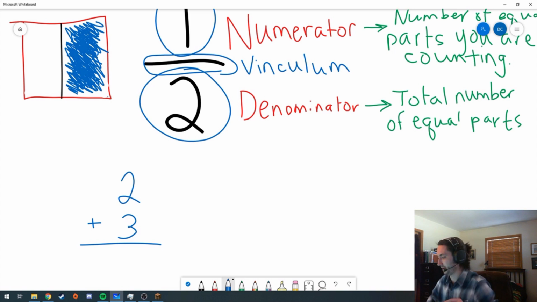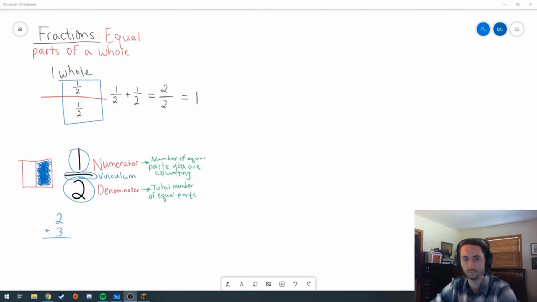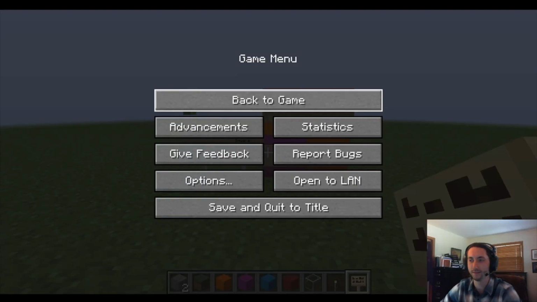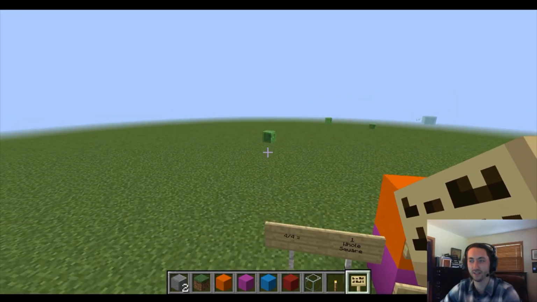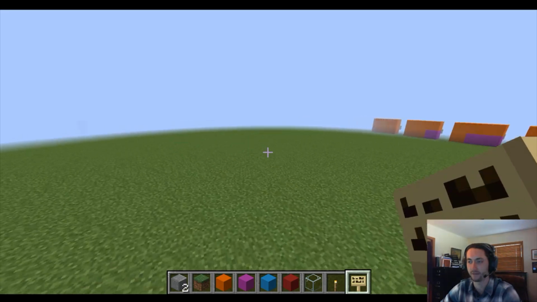Okay, back on task. So now, my class, we know a little bit more about how fractions are put together and where those numbers come from. For this next part of the video, I'd like to make things a little bit more interesting. So here we go. We will be learning fractions in Minecraft.